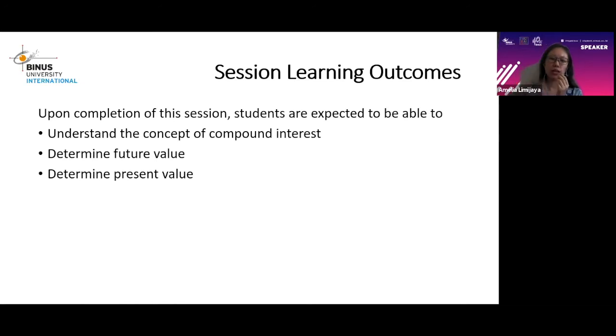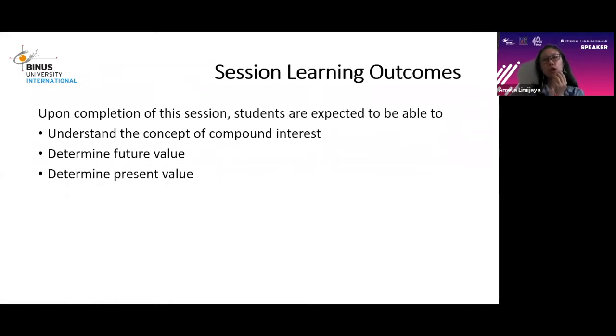So here are our three topics for today. The first one is the concept of compound interest. Now I'm using the highlighter. This is one of the features in Zoom, so it can help lecturers to point out some words and emphasize some points. So the first one is the concept of compound interest. And we're going to discuss a little bit about future value and also present value. Just an introduction, we're not going to go into too much detail for now. So these are the three topics that we're going to cover in today's session.